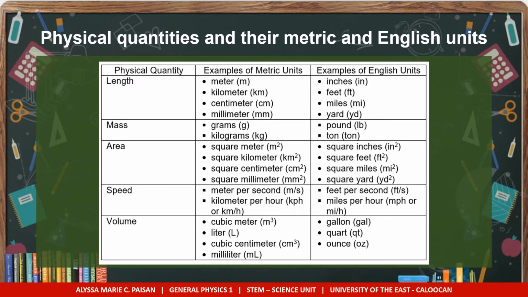For area, we have metric units such as square meter, square kilometer, square centimeter, and square millimeter. For English units, we have square inches, square feet, square miles, and square yard. Next, for speed, we have metric units such as meter per second, kilometer, and kilometer per hour. For English units, we have feet per second and miles per hour. For volume, we have metric units such as cubic meter, liter, cubic centimeter, and milliliter. For English units, we have gallon, quart, and ounce.